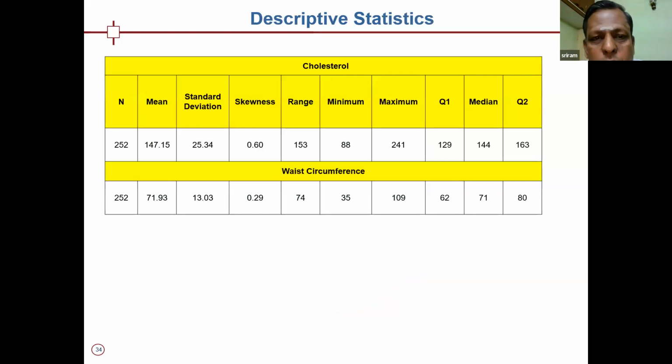So these are two quantitative variables I present as a table. This is called baseline analysis. So at the minimum, you have to present average, standard deviation, skewness, range, minimum, maximum, and the quartiles.